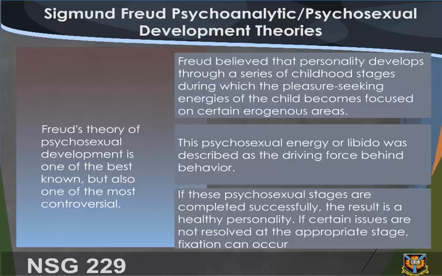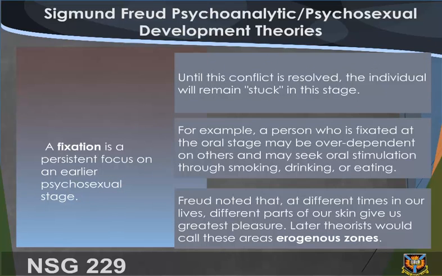If certain issues are not resolved at the appropriate stage, fixation can occur. A fixation is a persistent focus on an early psychosexual stage. Until this conflict is resolved, the individual will remain stuck in this stage. For example, a person who is fixated at the oral stage may be over-dependent on others and may seek oral stimulation through smoking, drinking, or eating.